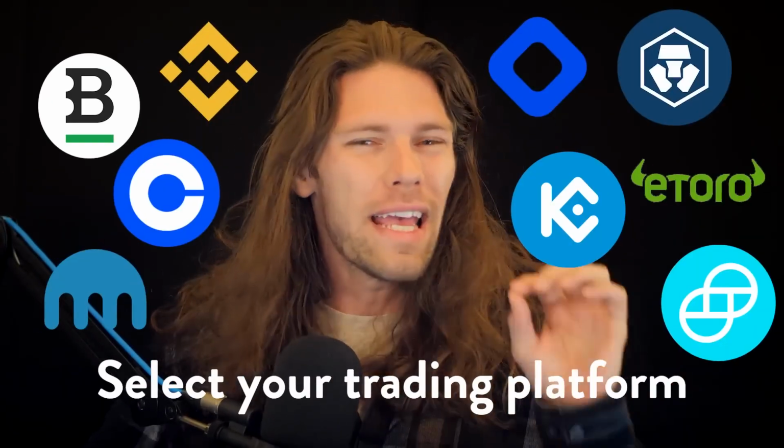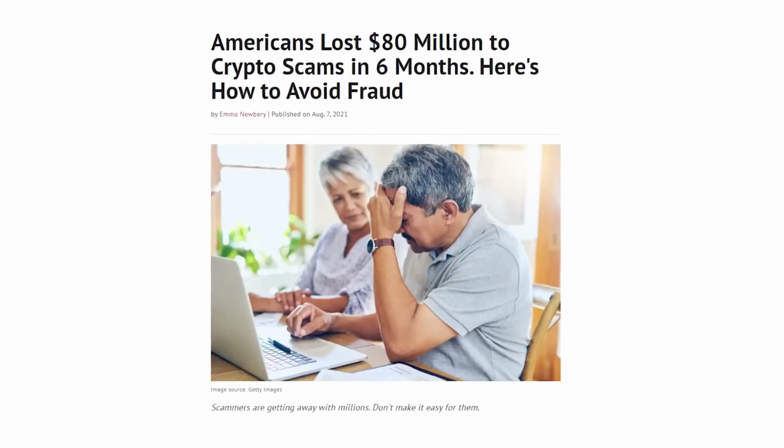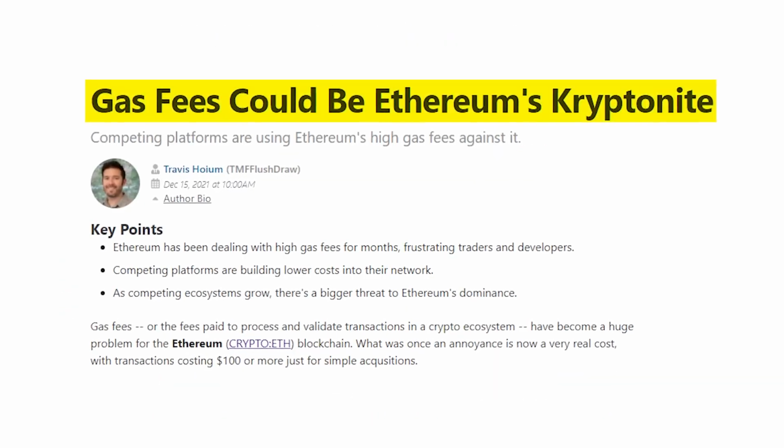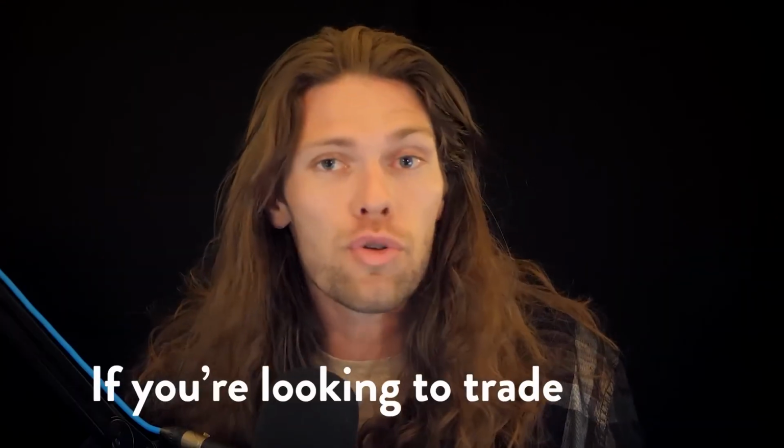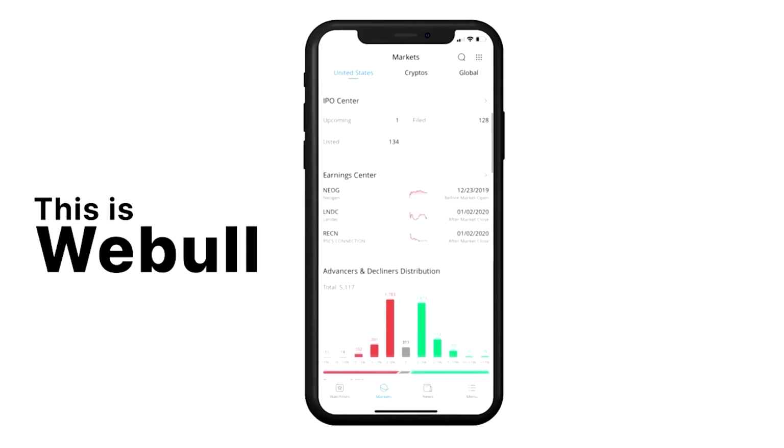The first thing you need to do is select your trading platform. It's important to take your time on this because there's a lot of scam exchanges and exchanges that simply charge way too much in fees. For trading cryptos, I'm personally a fan of KuCoin. If you're looking to trade stocks, I'm a big fan of Webull as they have a really easy to use interface and some free stocks for signing up. I will have all the options linked in the description of this video.